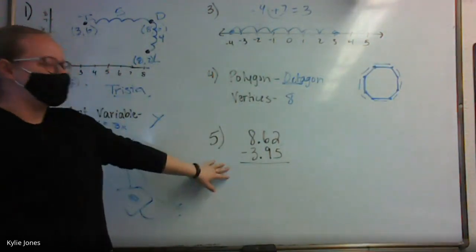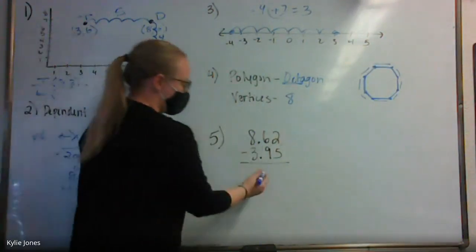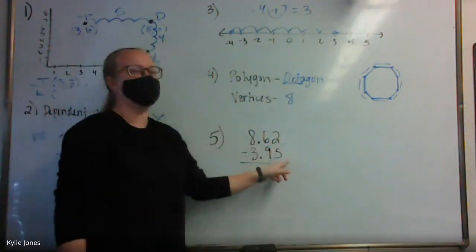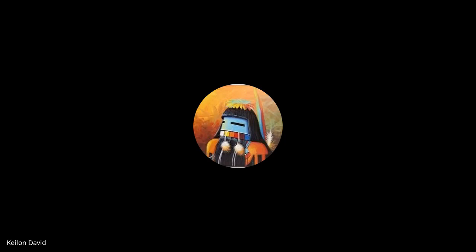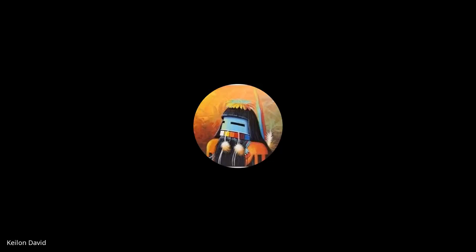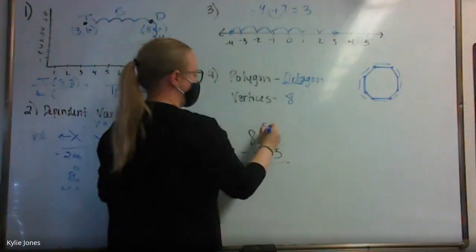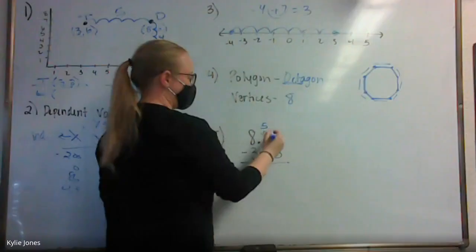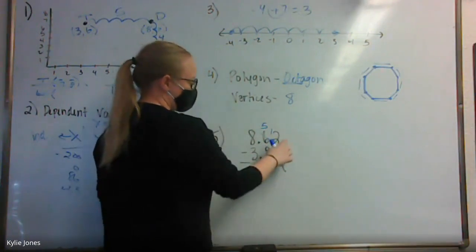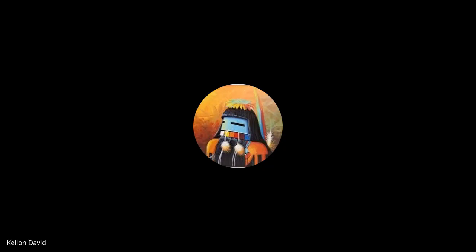Number 5, we're subtracting decimals. First thing I'm going to do is drop my decimal down so it's already there. Now, can I do 2 minus 5? No. We need to borrow from our 6. What does the 6 become? 5. Carry your, and the 2 becomes a 12. What's 12 minus 5?